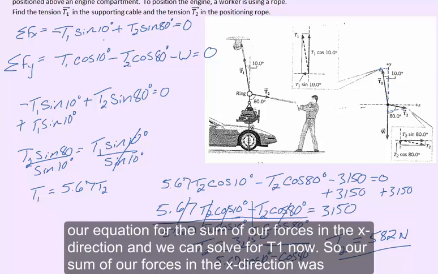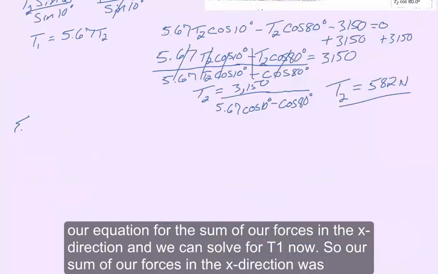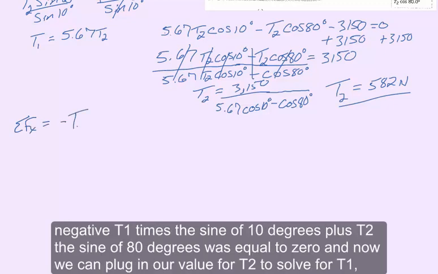Now since we know the value of T2, we can plug T2 back into our equation for the sum of our forces in the x direction, and we can solve for T1 now. So the sum of our forces in the x direction was negative T1 times the sine of 10 degrees plus T2, the sine of 80 degrees, was equal to 0. And now we can plug in our value for T2 to solve for T1.